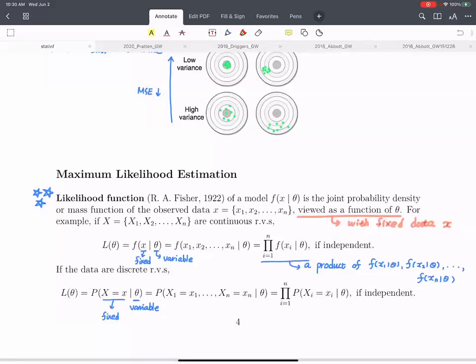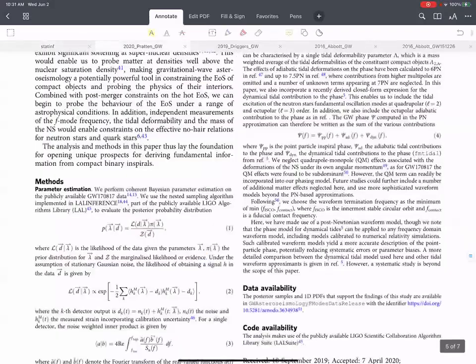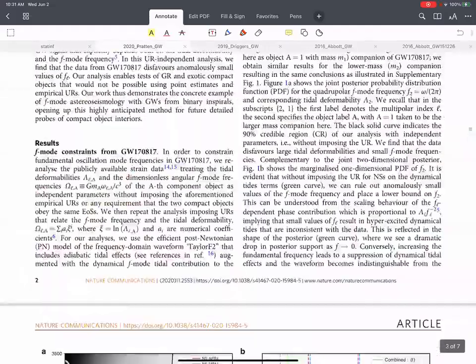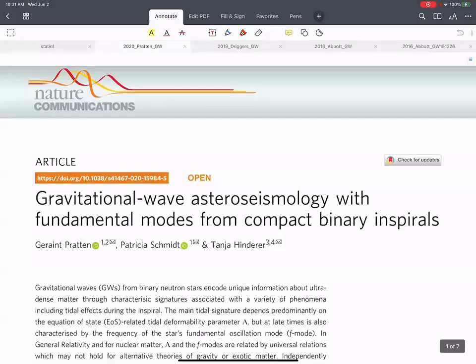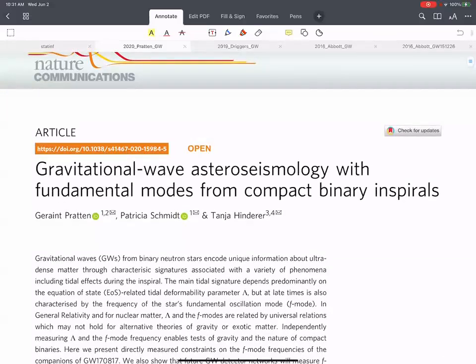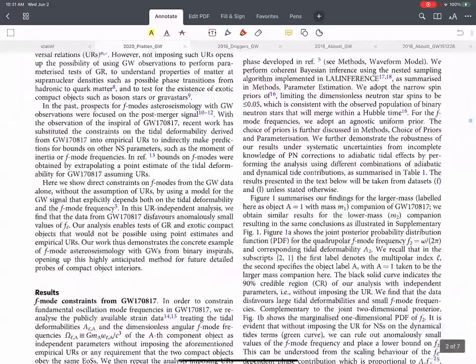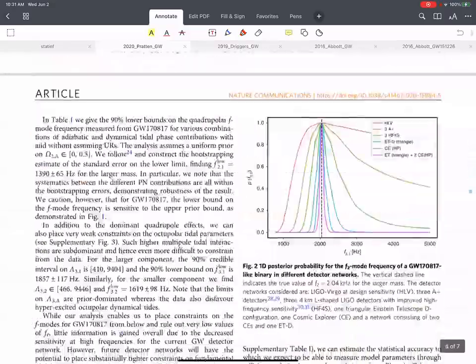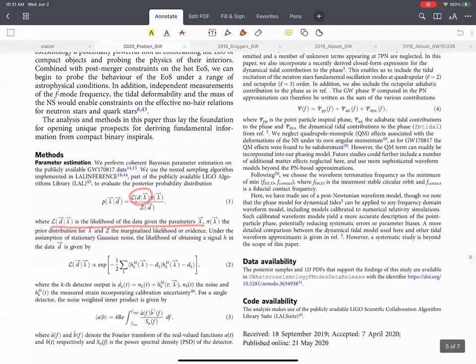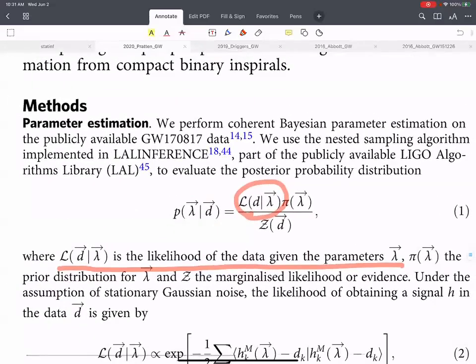This is the definition, but astronomers sometimes make a mistake in terms of notation. It's not a completely wrong thing. But one example I found is from a paper published in 2020 in Nature Communications, titled Gravitational Wave Astroseismology with Fundamental Modes from Compact Binary Inspirals. If you see this paper, especially the methodology part on page 5, here I want to emphasize that they are considering the likelihood as a function of the data given the fixed parameter.